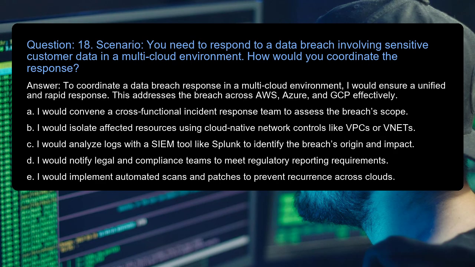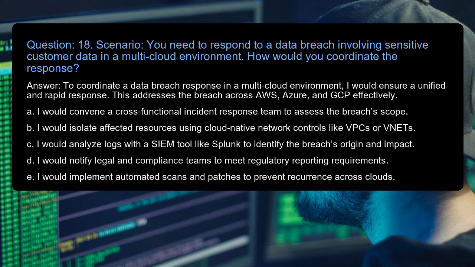Question 18. Scenario: you need to respond to a data breach involving sensitive customer data in a multi-cloud environment. How would you coordinate the response? To coordinate a data breach response in a multi-cloud environment, I would ensure a unified and rapid response. This addresses the breach across AWS, Azure, and GCP effectively.